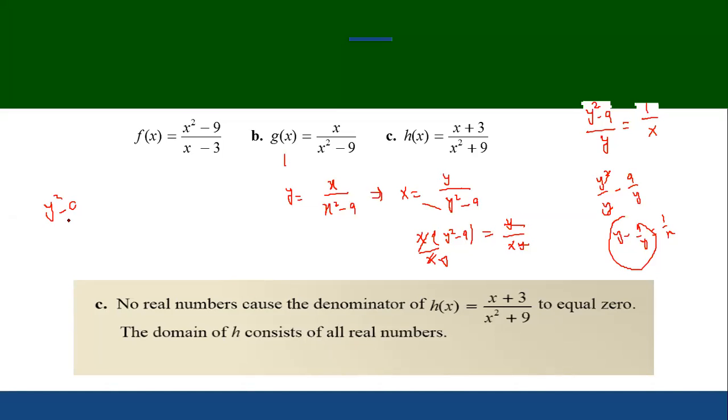Y square minus 9 divided by y. After this, we cannot solve. We cannot separate y because we need only one y. If that is not possible, then we use mathematical induction, but we cannot find this one without it. Then how can we find the range? We can find it with the help of a graph. With a graph calculator, if you draw the graph, then you can find the range of the function.